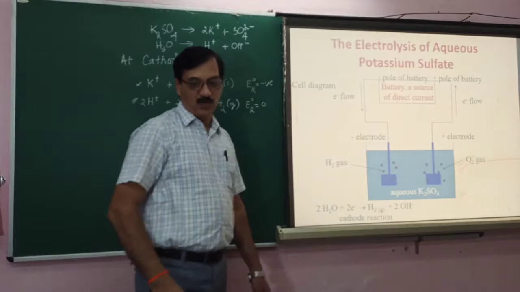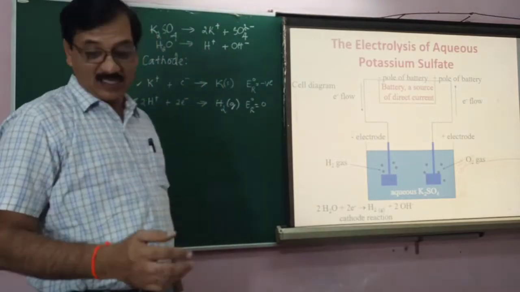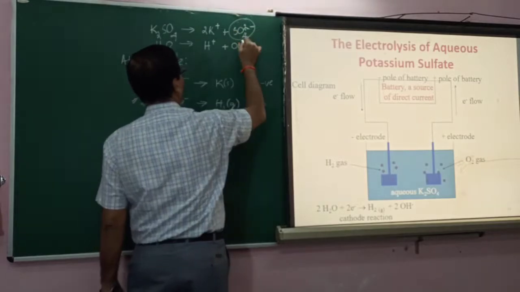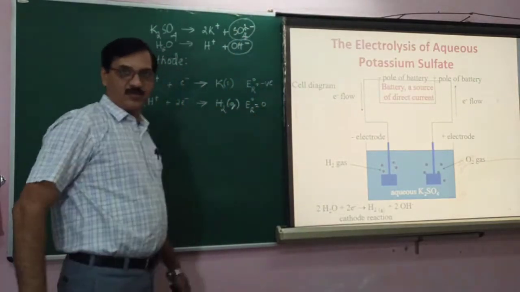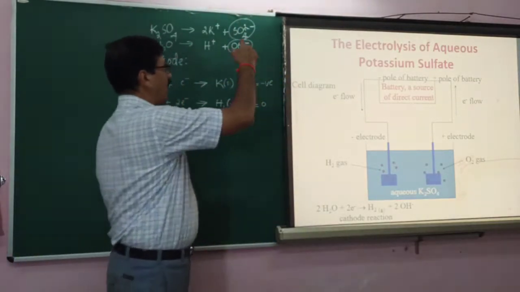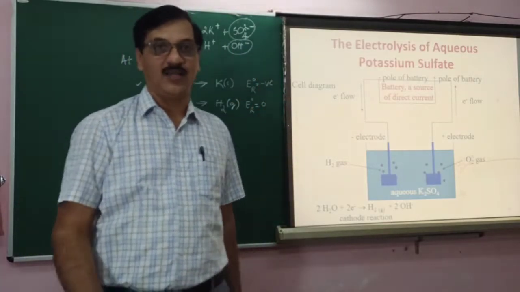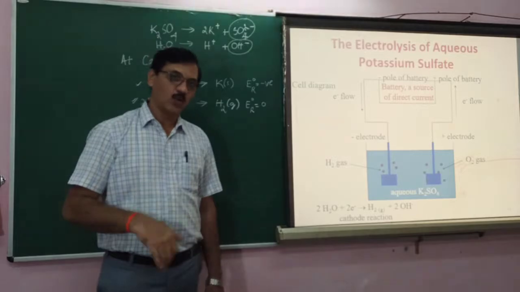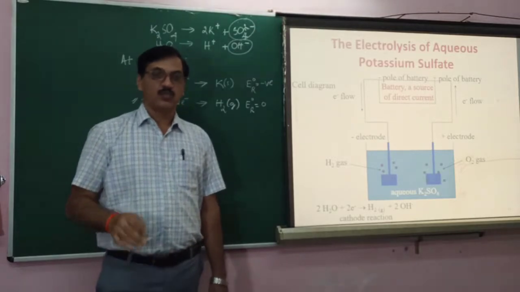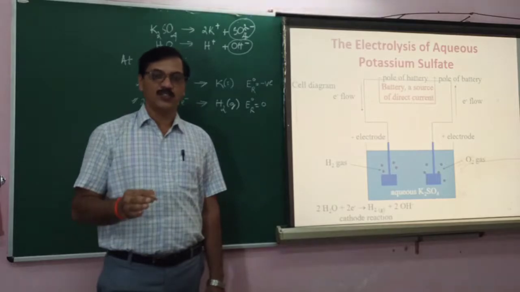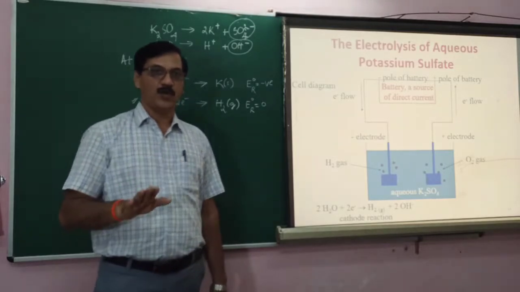O2 gas is being formed. Okay, so which are the competing ions? They are sulfate ions and hydroxyl ions. So exactly, the hydroxyl ion has a greater oxidation potential than the sulfate ion, therefore O2 is being formed. So we have to refer to the electrode potential values for justifying the product.